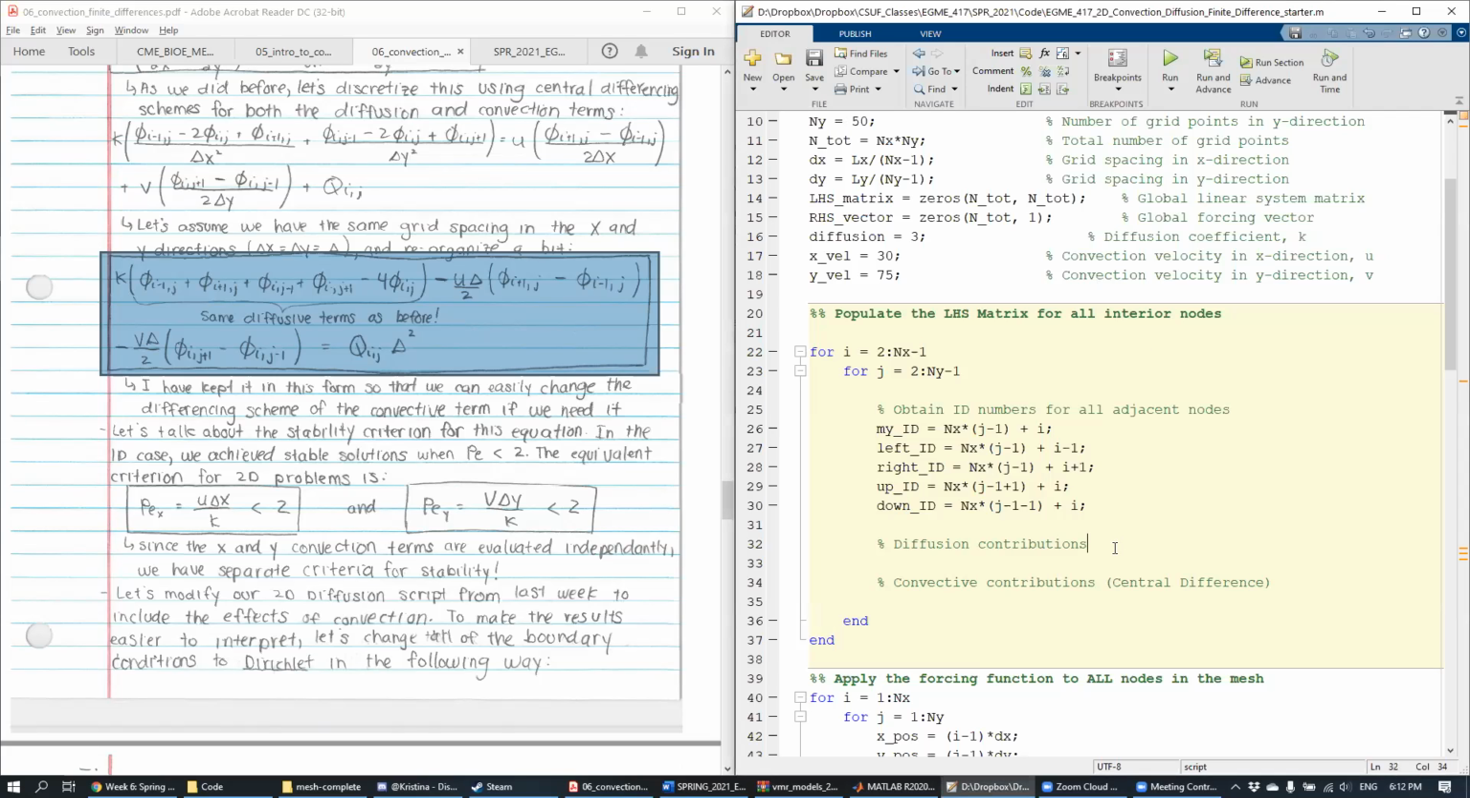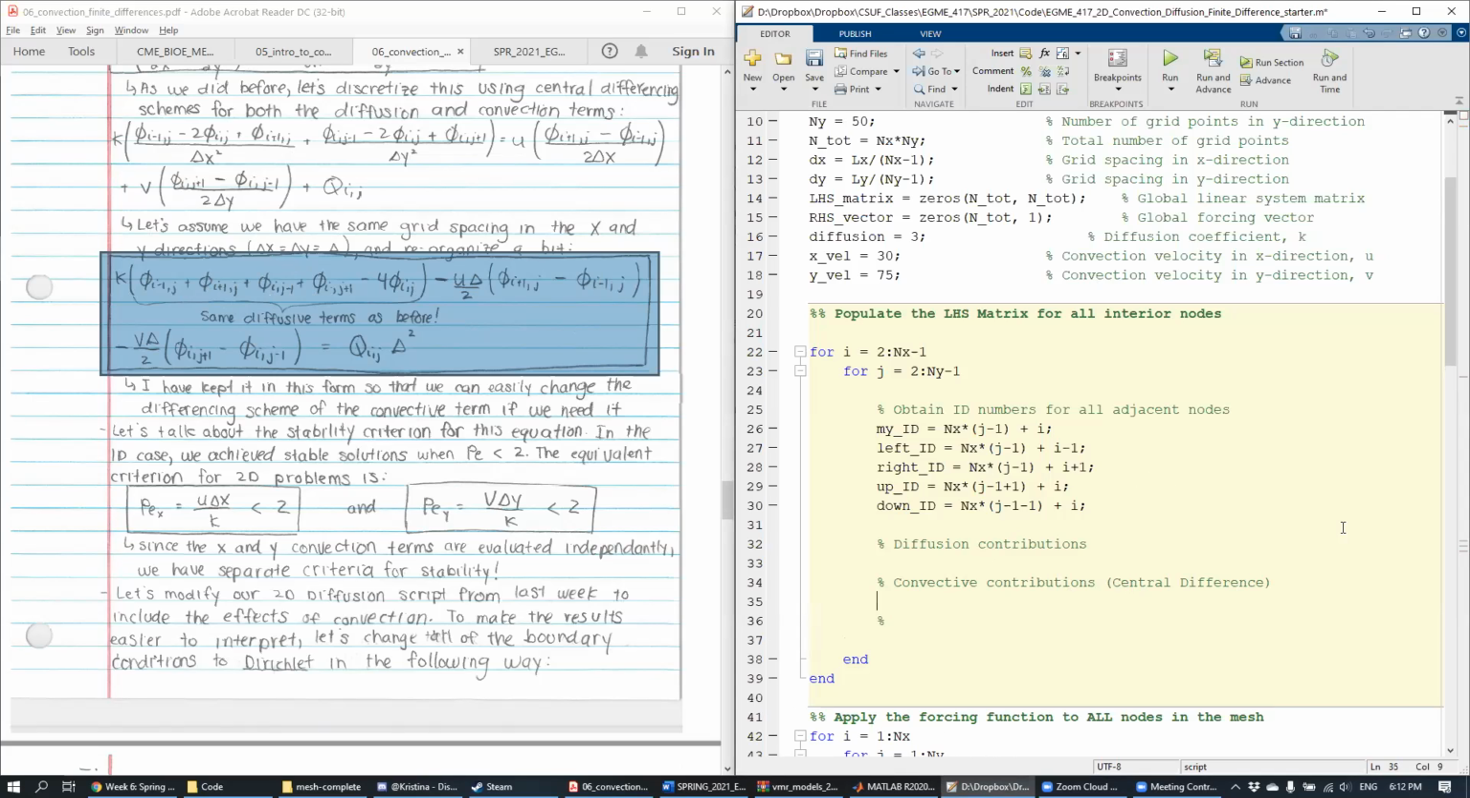All right, now let's make our contributions to the left-hand side matrix, and let's split this up. As you can see, I've separated this into 3 different components. Let me make another set of comments here. For this first one, we'll make this the x convective components. For this one, we need the y convective components. And then for this, we're going to use central difference. But let's start with diffusion.